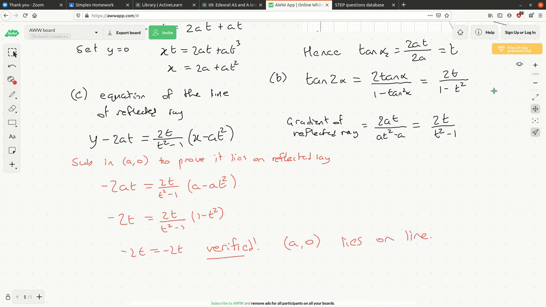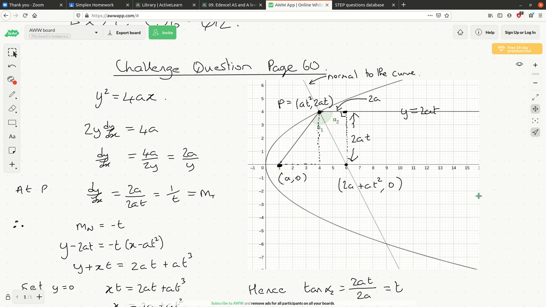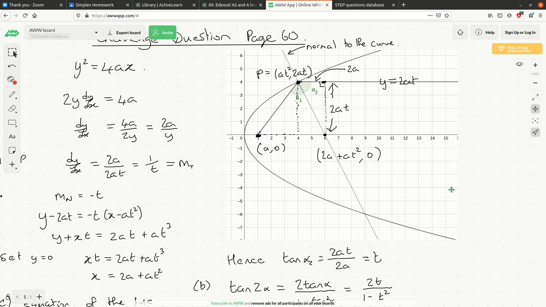Okay, I hope that made sense. That was just my way of looking at it. It's a lovely little challenge question, and the reason I like it is because it shows you why a satellite dish works. Okay, I will leave it at that.